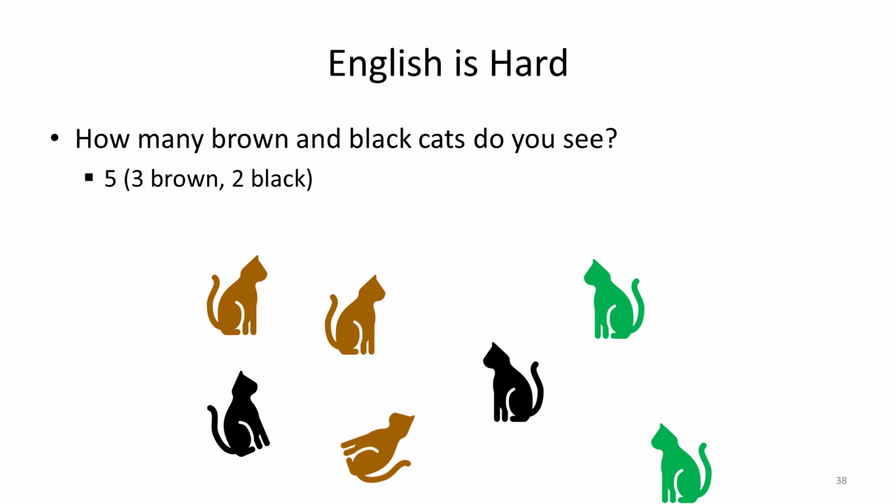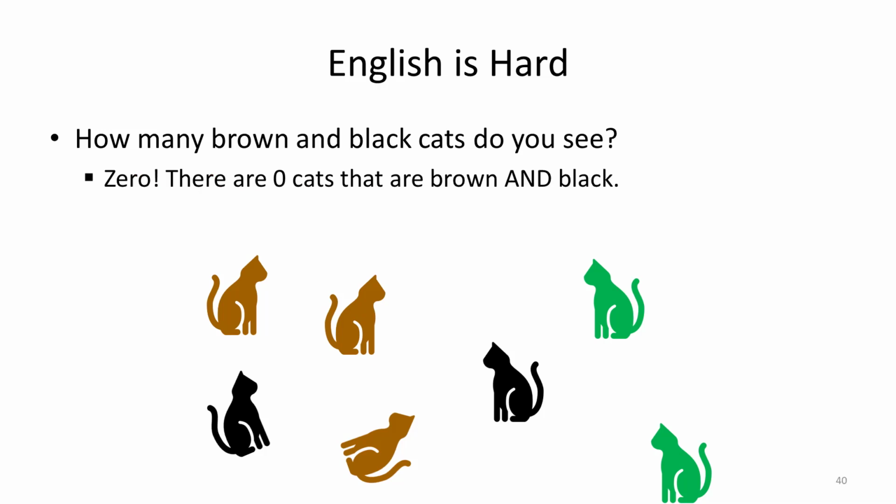In normal day-to-day language, you would say 5 because there are 3 brown cats and 2 black cats. However, this is logically wrong. The actual answer is that there is 0. There are 0 cats that are brown and black. You only see solid color cats on this slide. Solid brown, solid black, and solid green. But the question is, how many brown and black cats do you see?